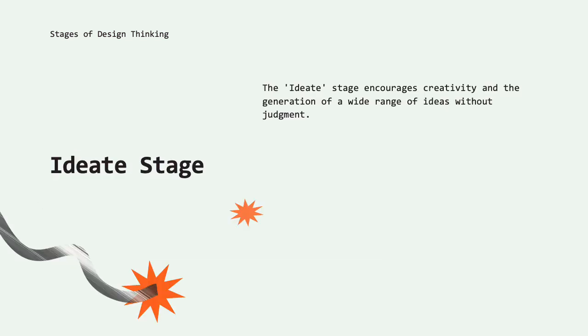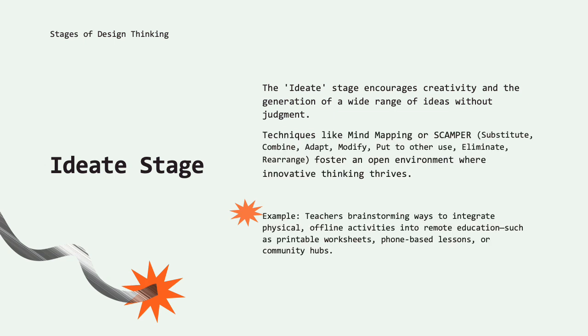The ideate stage. This stage encourages creativity and the generation of a wide range of ideas without judgment. Techniques like mind mapping or Scamper foster an open environment where innovative thinking thrives. An example here could be teachers brainstorming ways to integrate physical offline activities into remote education, such as printable worksheets, phone-based lessons, or community hubs.